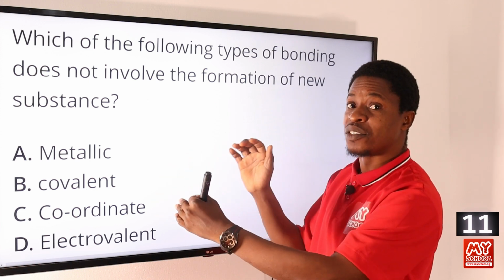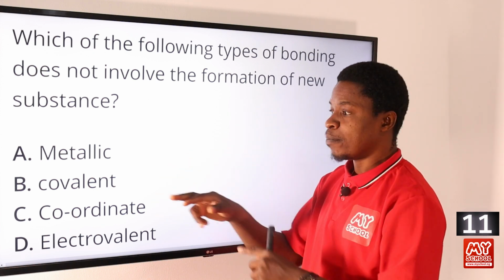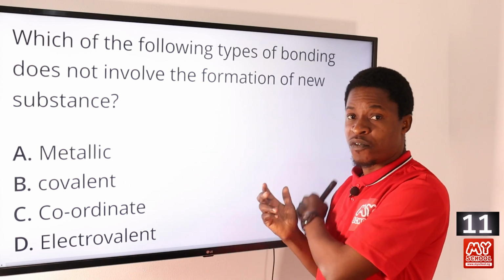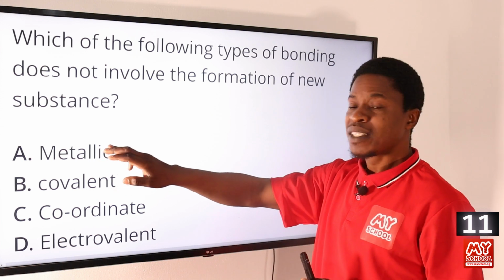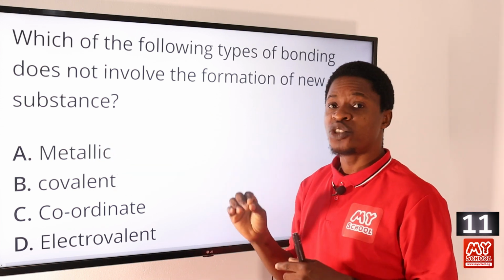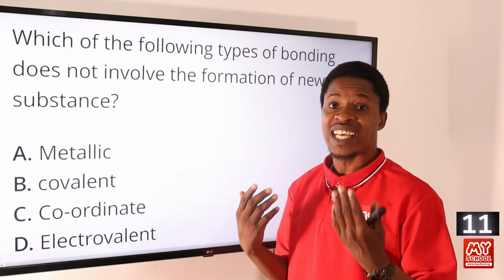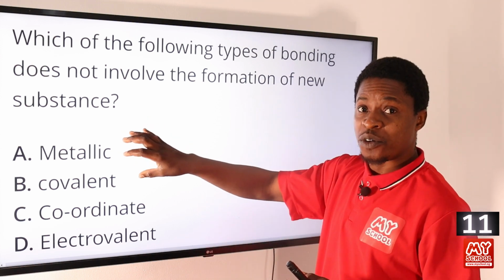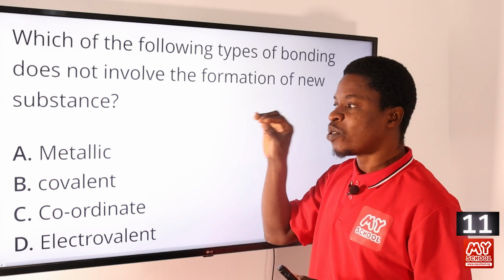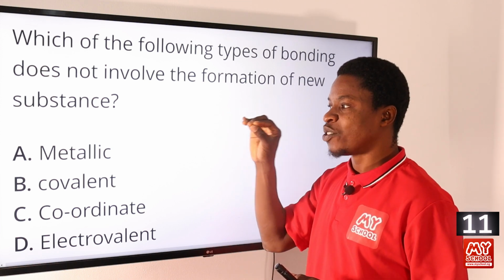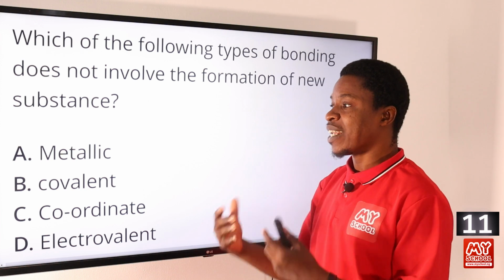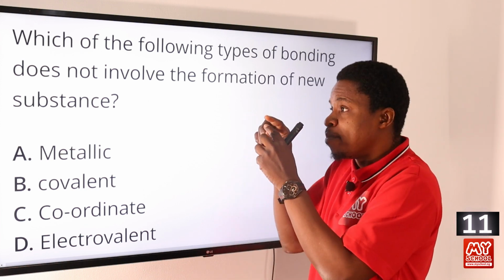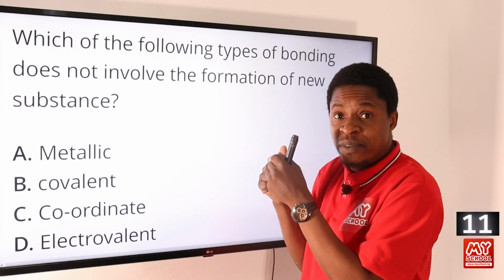One will donate, the other one donates, and then they share together. These two involve sharing of electrons, and then a new substance will be formed. But for metallic bond, even though we have delocalized ions among the metallic ions that are present there, those bonds are just there. The metals are just bonded together. We have those delocalized ions in between them, but they don't actually form the bond.